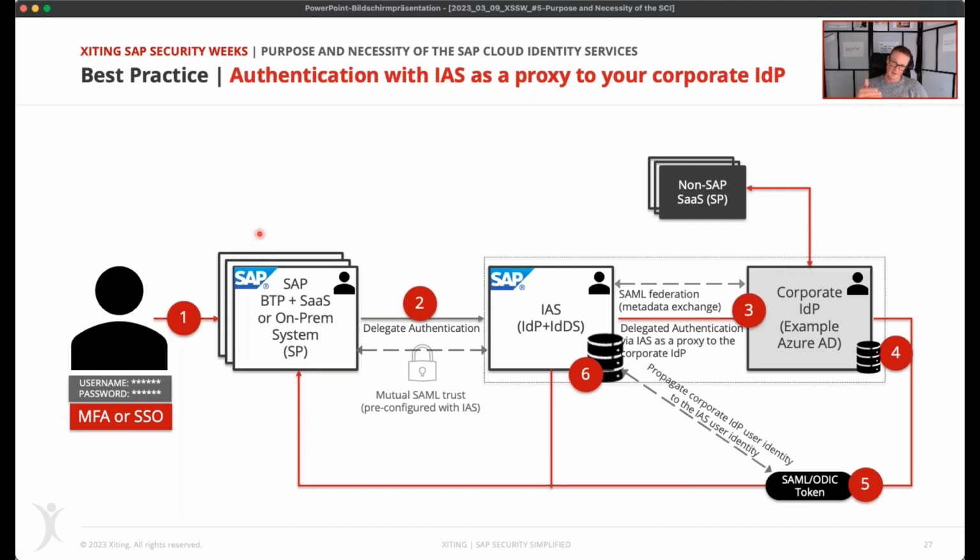So now the SAML token contains a name identifier, and this name identifier is used to determine the identity, to propagate the identity to the identity directory service. Now IAS is in charge and can, let's say, mint a SAML token or an OpenID token containing the required attributes that are needed for the different applications in the cloud. Now that's, I would say, really the main benefit of having the IAS in between.